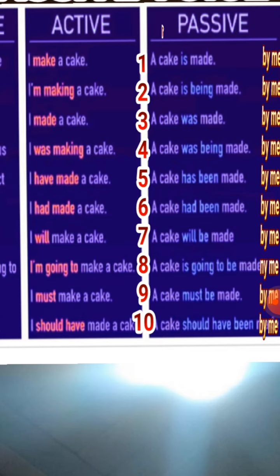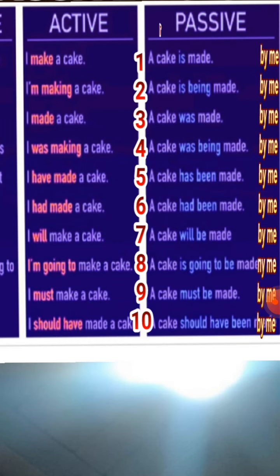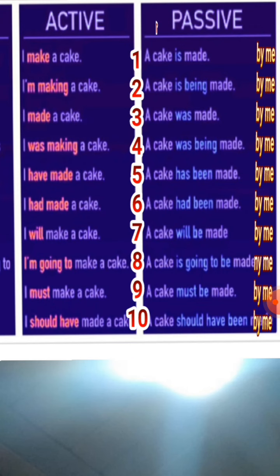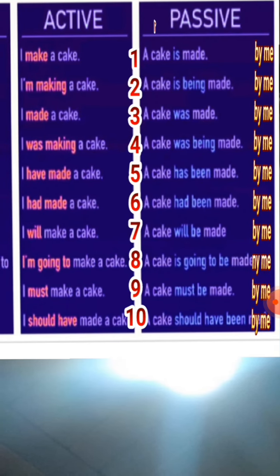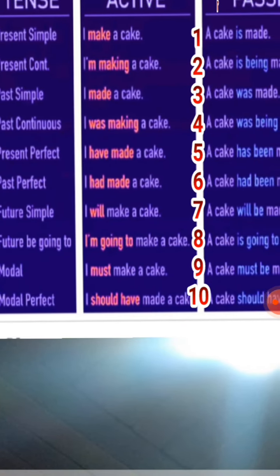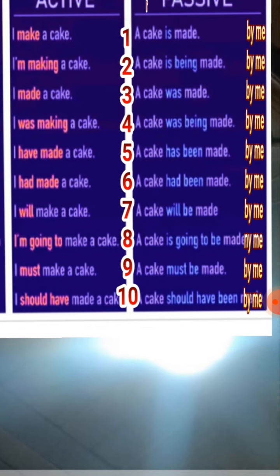And then example number 9. If the sentence uses modals, for example, the modal here is must. I must make a cake. In the passive it becomes: a cake must be made by me.